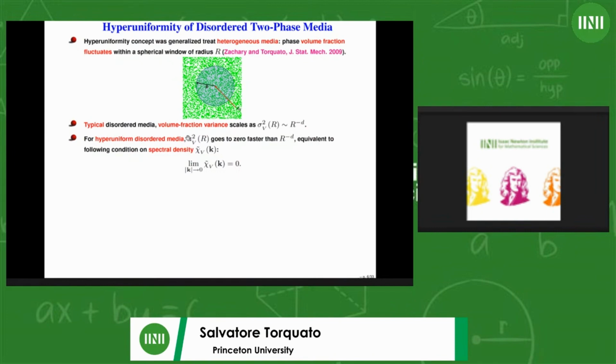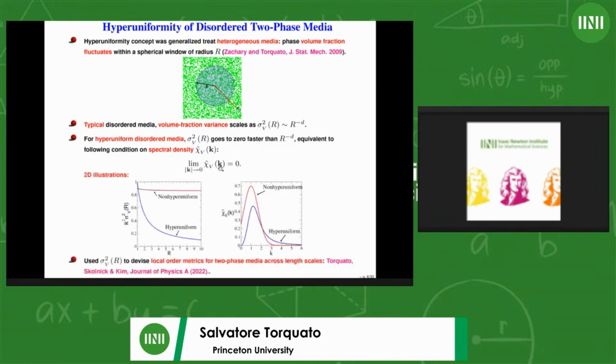If you have a hyperuniform disordered composite, it actually goes faster than 1 over the volume. And that's equivalent to the following condition on the spectral density, which again is going to be the Fourier transform, essentially. Well, it is exactly the Fourier transform of the autocovariance function. And that means that this goes to 0 as k goes to 0.